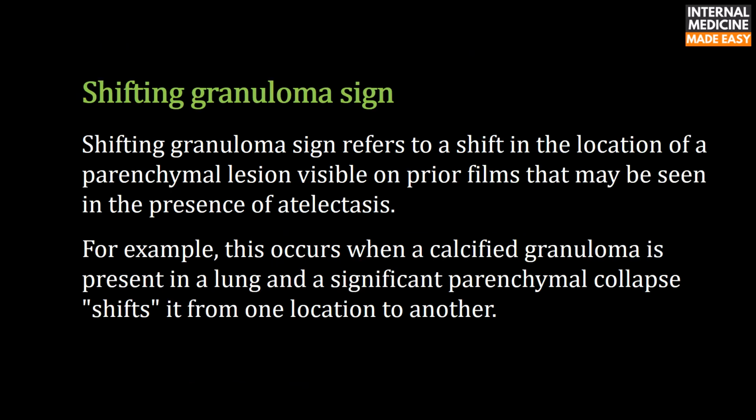Shifting granuloma sign refers to a shift in the location of a parenchymal lesion visible on prior films that may be seen in the presence of atelectasis. For example, this occurs when a calcified granuloma is present in a lung and a significant parenchymal collapse shifts it from one location to another.